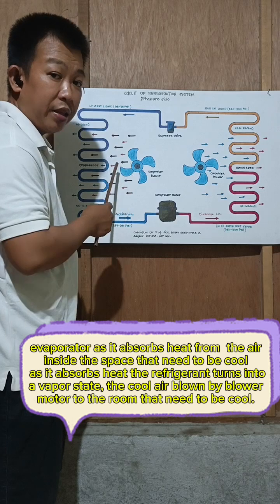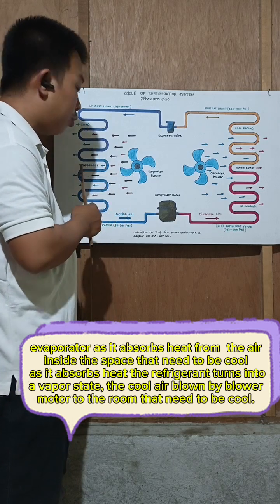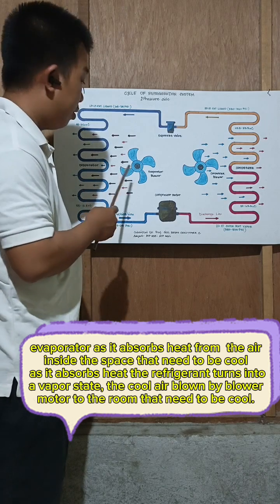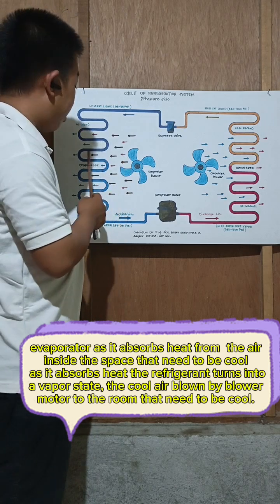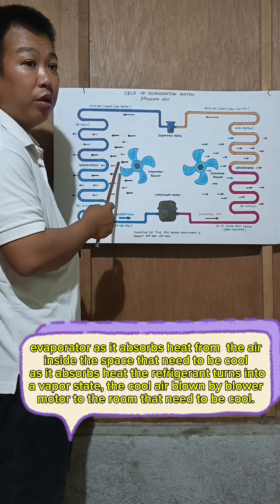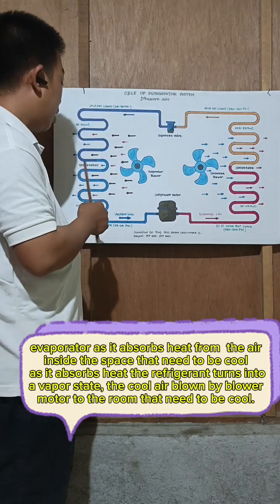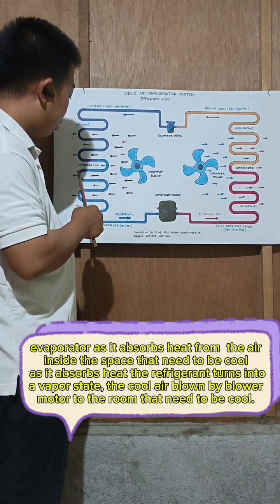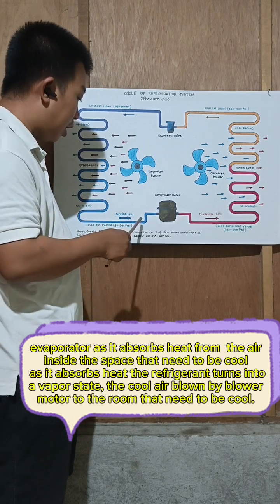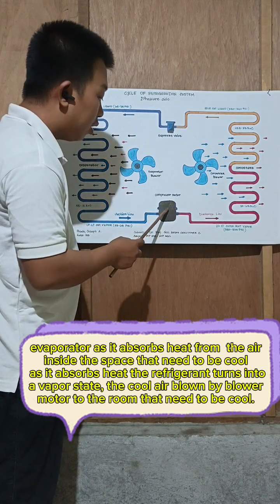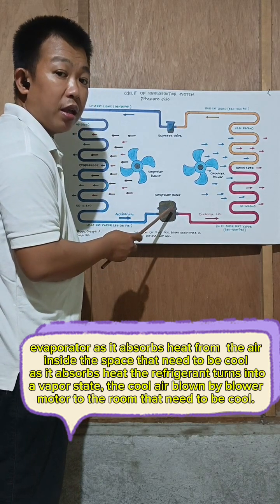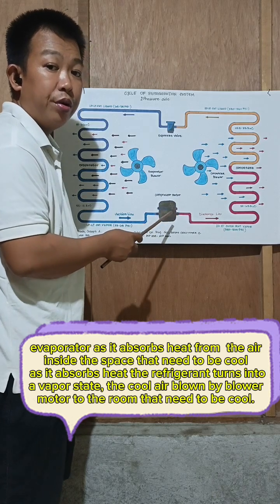As it absorbs heat, the refrigerant turns into a vapor state, and the cold air is blown into the room that you want to cool. The vapor then flows into the suction line and returns to the compressor, and the compressor compresses it again, and the cycle repeats.